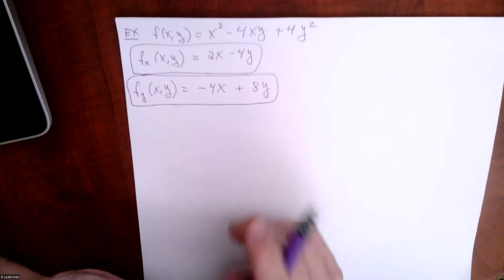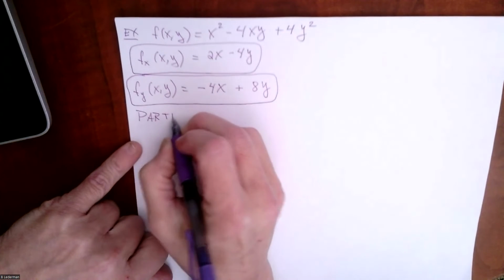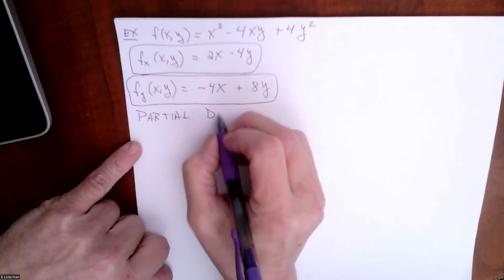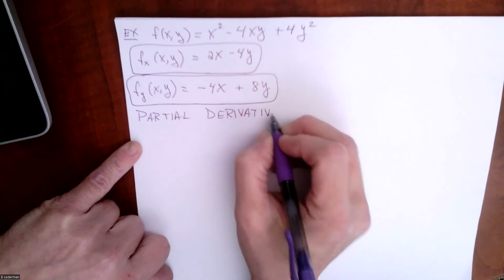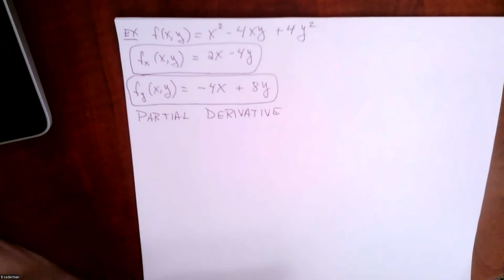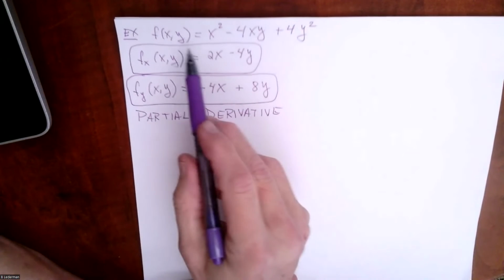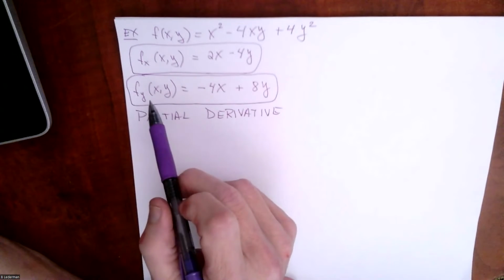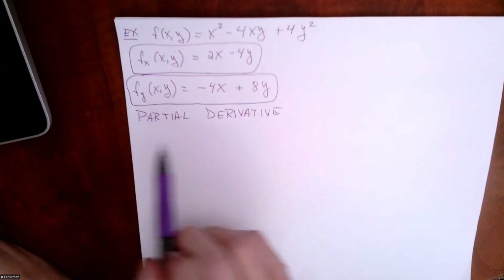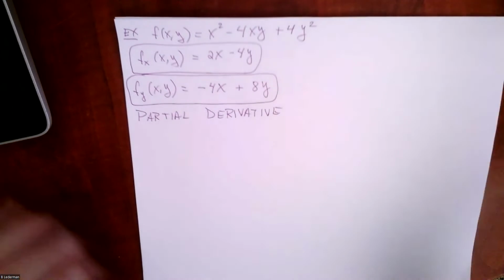And this is called a partial derivative. By the way, I assume the reason it's called partial is because this is a function of two variables, but we're only taking the derivative with respect to one variable, or at least one variable at a time. So each of these is called a partial derivative. Let's do another example.